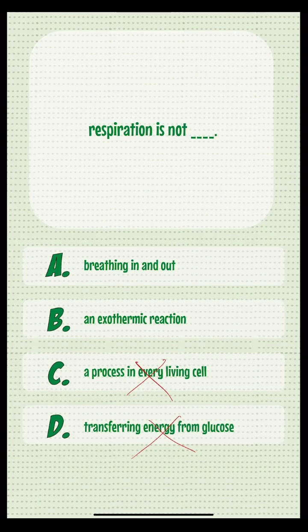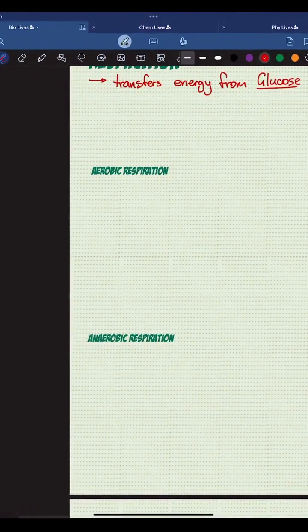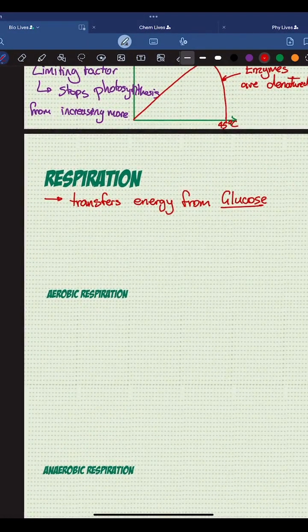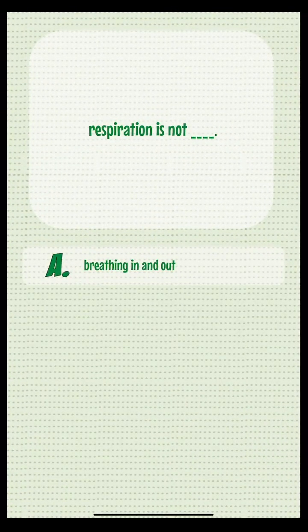That's when it takes in energy. Exothermic is when it does the opposite, releases energy. So respiration, you can think of as the opposite of photosynthesis. It's exothermic, and that's because it releases energy. So the answer is breathing in or out. Breathing is not to do with respiration. Breathing is a process where you take in oxygen into your lungs, and then from the lungs, it goes into the blood. That's breathing, and you're breathing out carbon dioxide. Respiration is when you transfer energy from glucose, but you get that oxygen from breathing in or out.